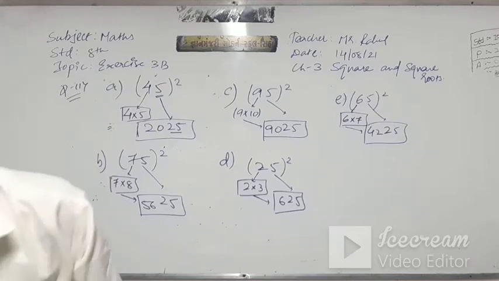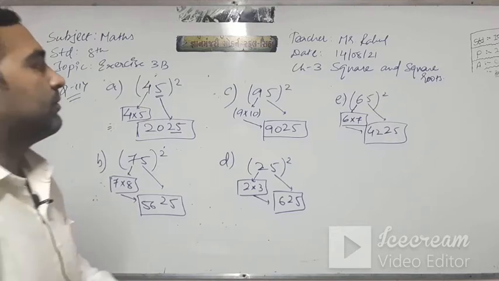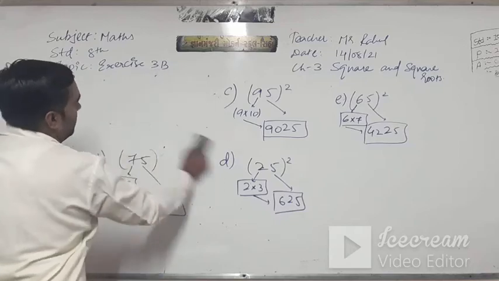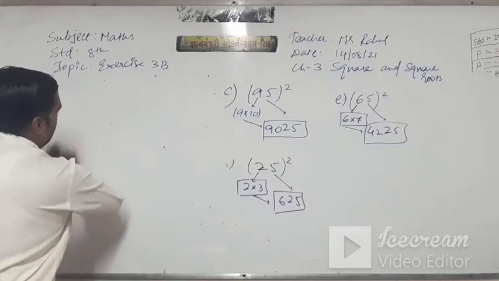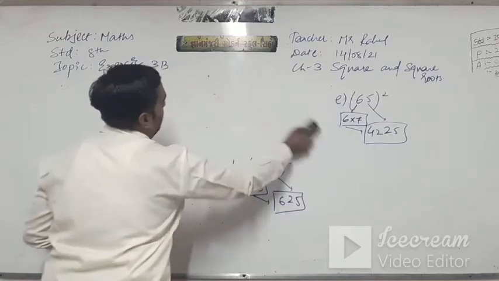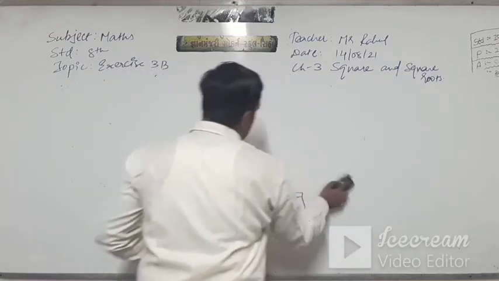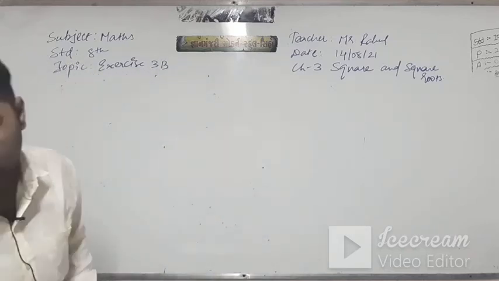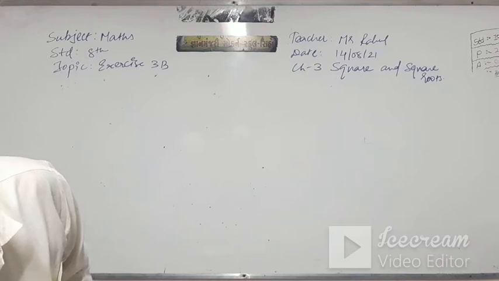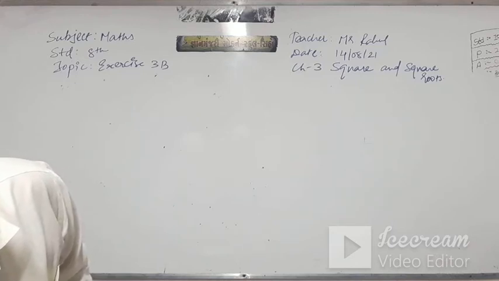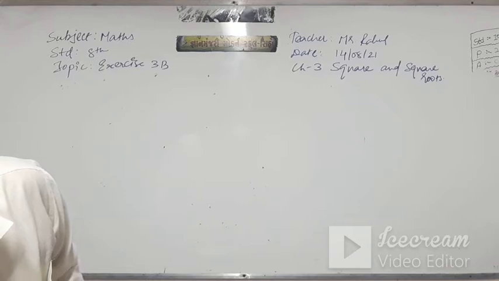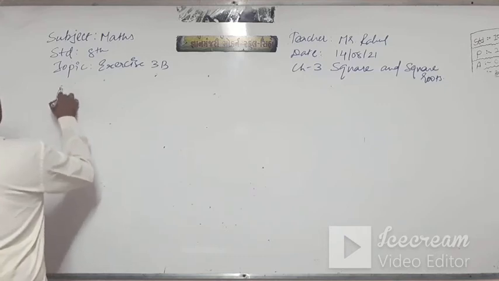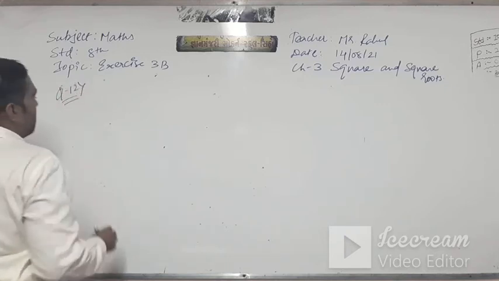Next question, question number 12. The following are the products of the squares. Without calculating, find which are the squares of odd numbers and which are the squares of even numbers. We need to say which are the squares of the odd numbers and which are the squares of the even numbers.